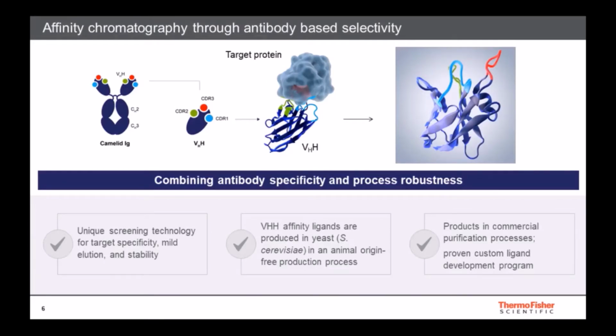What happens within the camelids is that the light chain is lost, and the heavy chain is compressed into a single variable heavy subunit. That variable heavy subunit, termed a VHH, is really where all the binding happens.